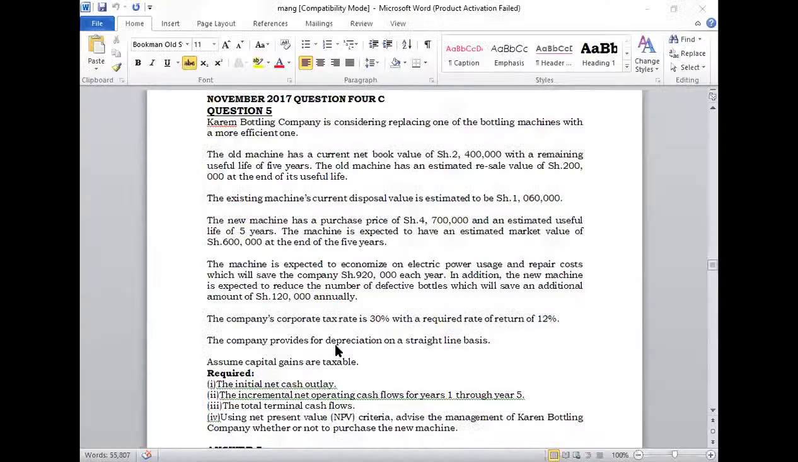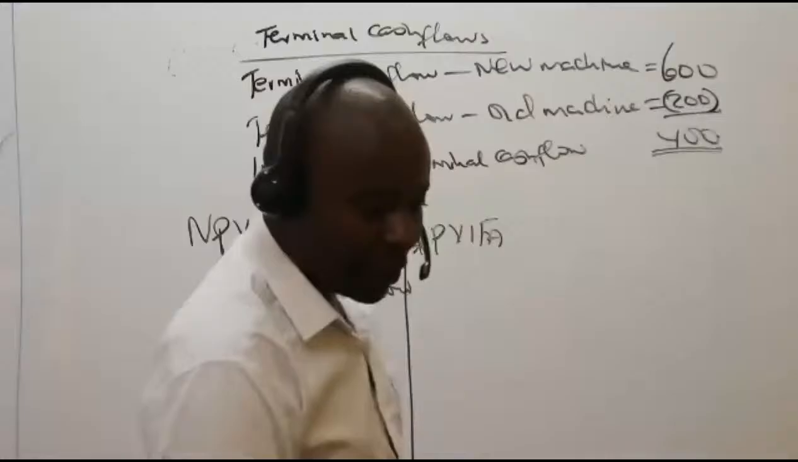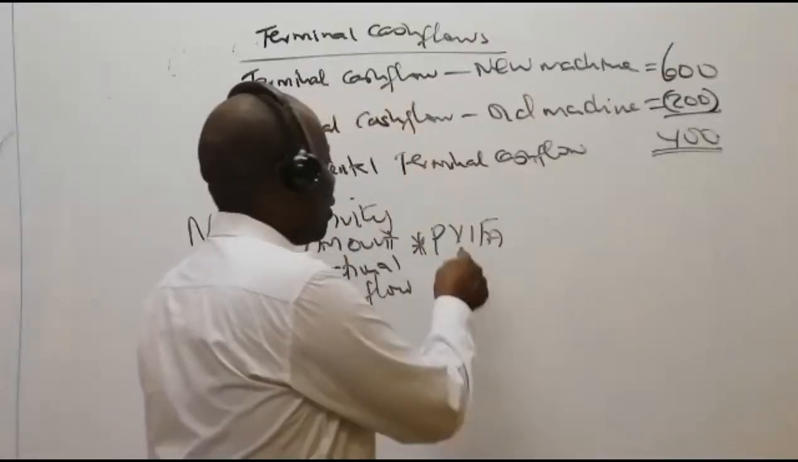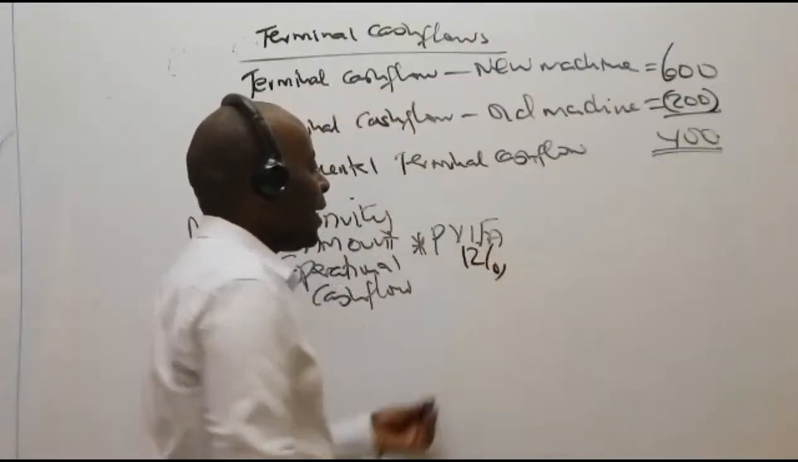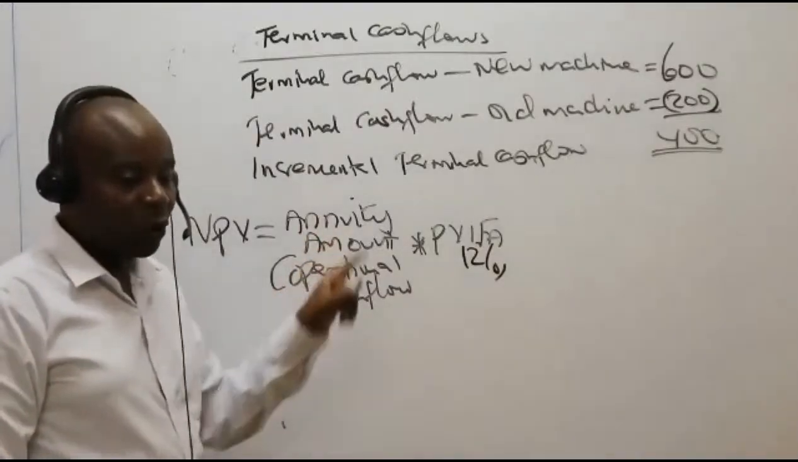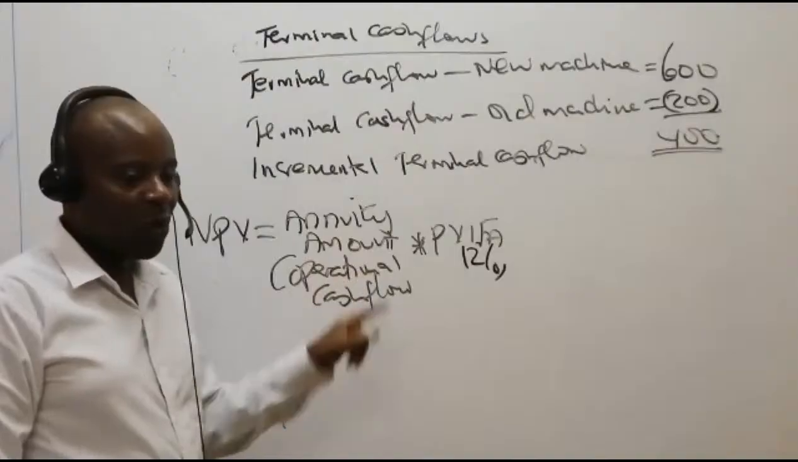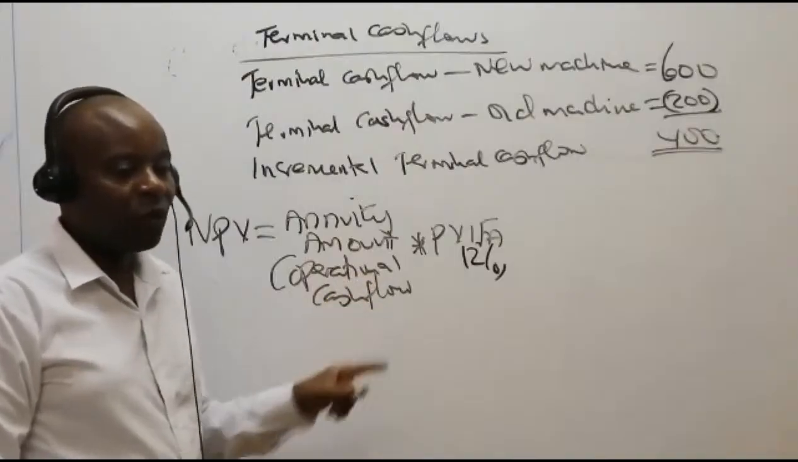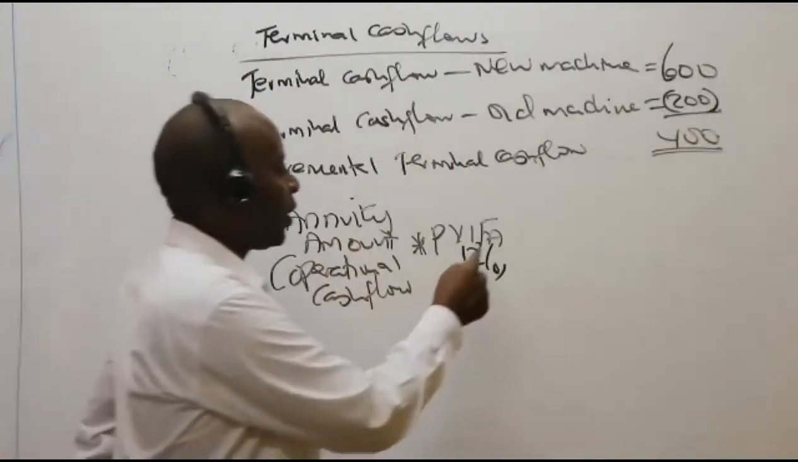Cost of capital. You can see the required rate of return there is 12%. So at 12%, for how many years are we going to enjoy this annuity amount? It has to be the number of years of the new machine, so 5 years.